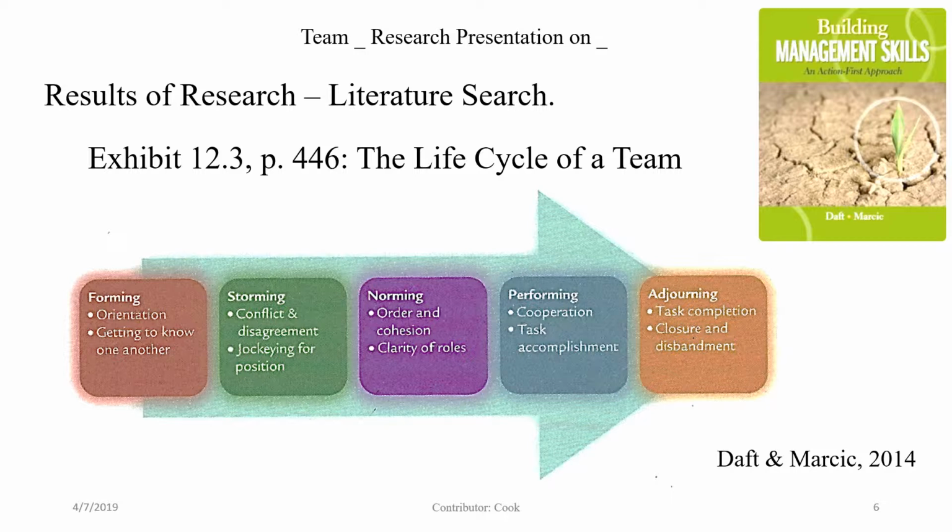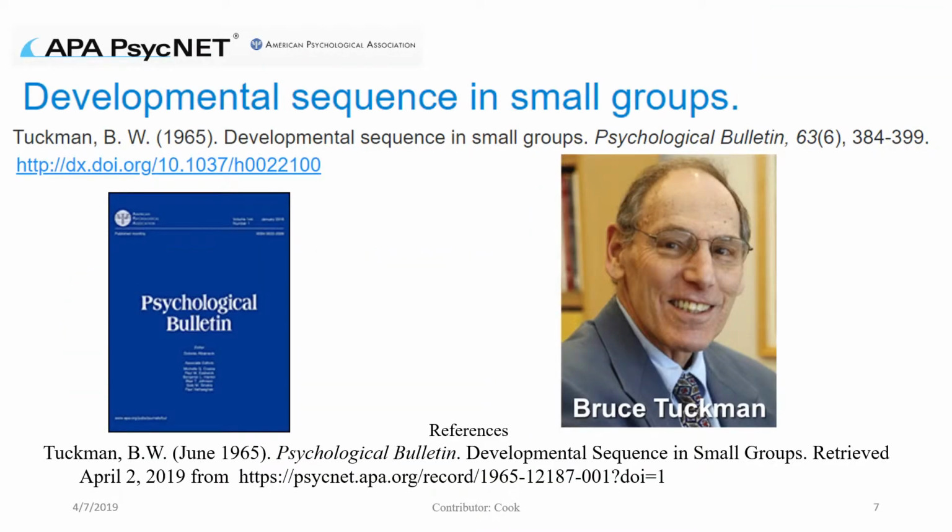As shown on the screen, here is Exhibit 12.3 from Chapter 12 of the textbook by Daft and Marsick. As can be seen by the arrow, the descriptions are progressive in a linear fashion in one direction. The creator of the concept of the stages of team development was Dr. Bruce W. Tuckman. He presented the results of his studies into the Developmental Sequence in Small Groups in June of 1965 in the Psychological Bulletin of the American Psychological Association.